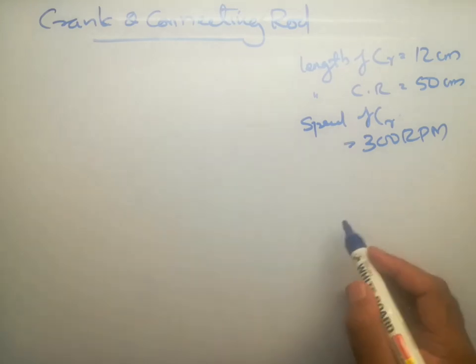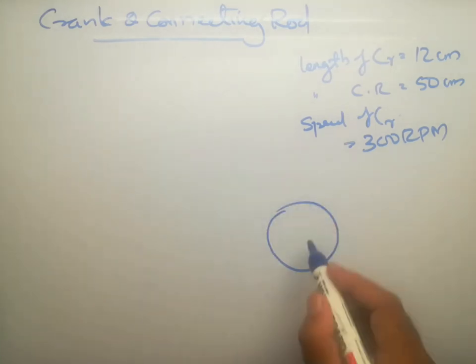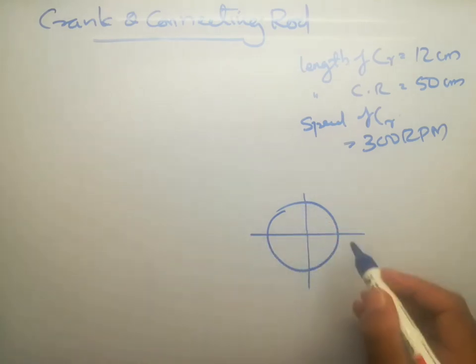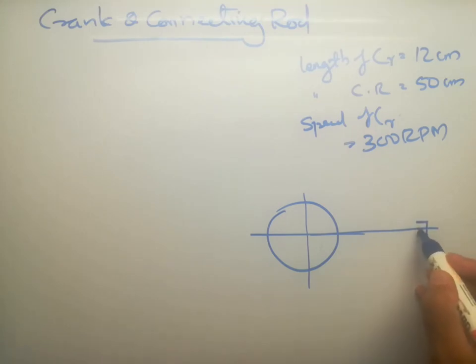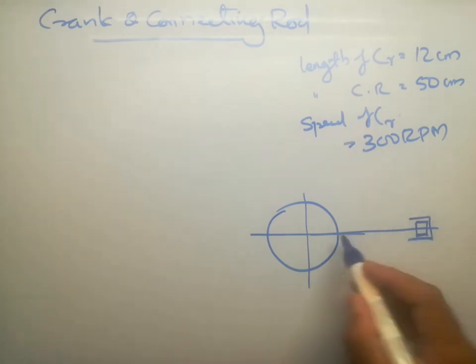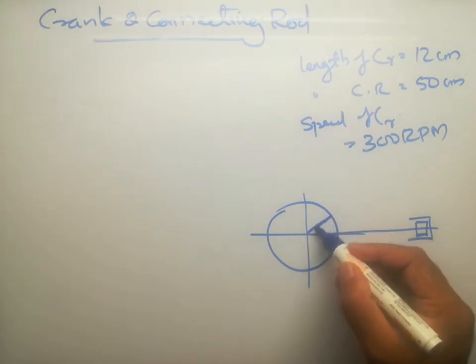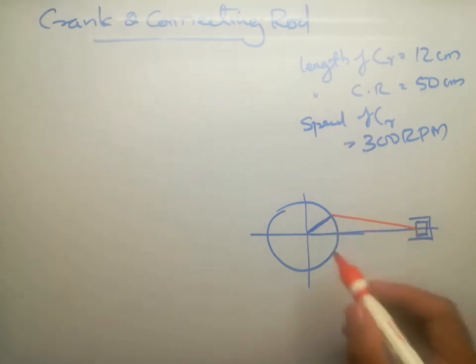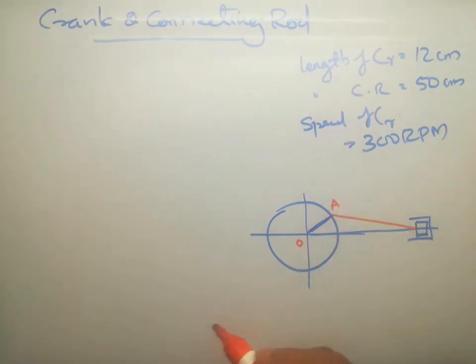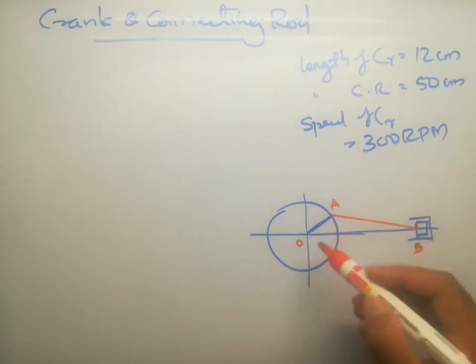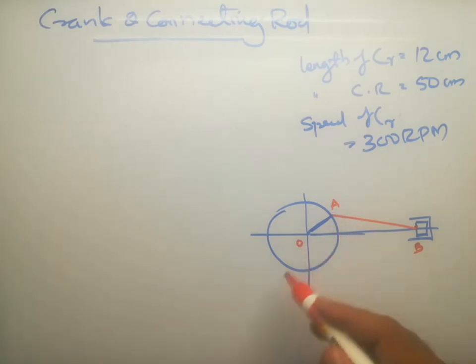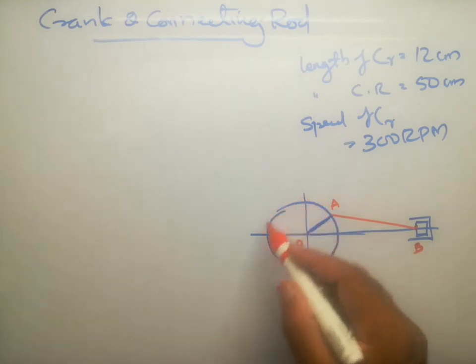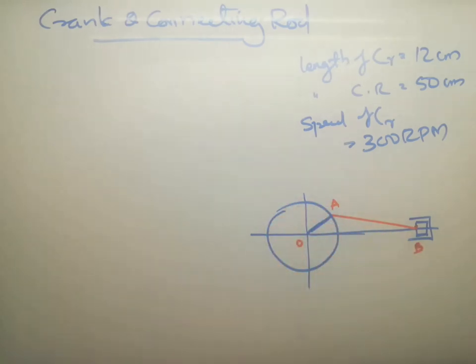Okay, so I will draw the figure. This is the crank, here is the piston cylinder, and this is the crank. Then this is the connecting rod. So let this be O, this be A, and this point is B. So AB is the connecting rod and its length is 50 centimeter. OA is the crank length, its length is 12 centimeter, and the speed of crank is 300 RPM.